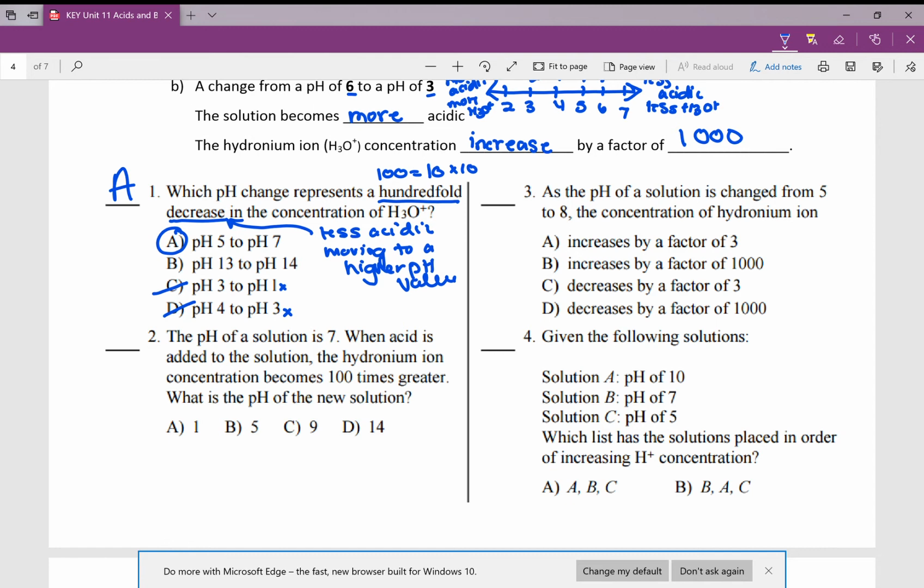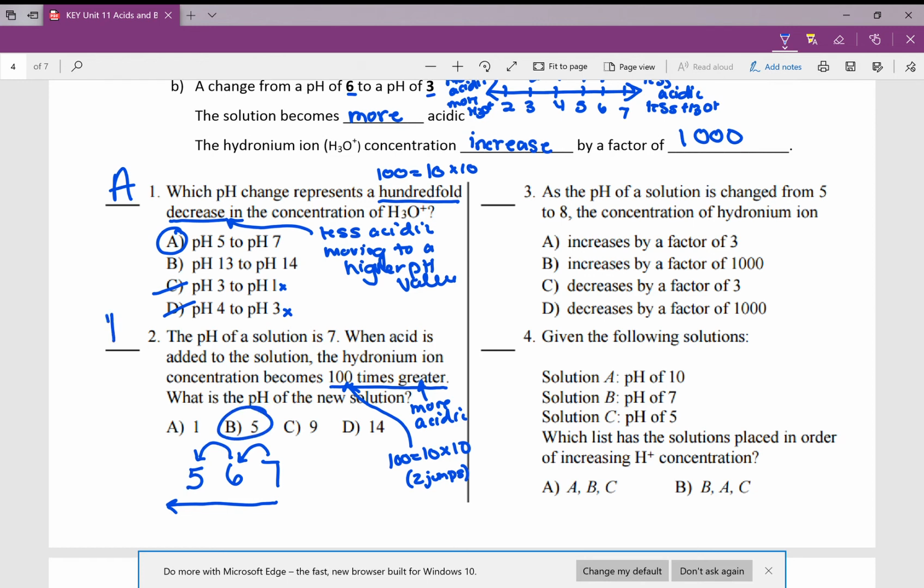So number 2, this says I have a solution with a pH of 7. An acid is added and the hydronium ion concentration becomes 100 times greater. So the greater part means it's becoming more acidic, so I need to make sure I'm moving to a lower value. The 100 times, just like in the one before, means 100 would be 10 times 10. So I have 2 jumps, or 2 integers to move. That would move me from a pH of 7 to 6, which would be times 10, and then if I go down another one, to 5. So my answer here would be B.